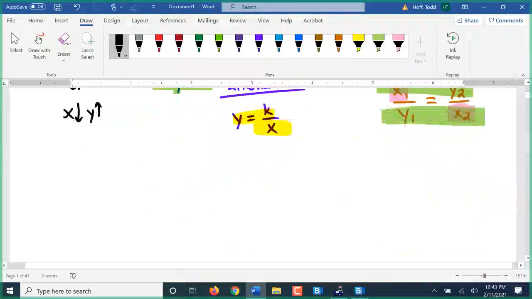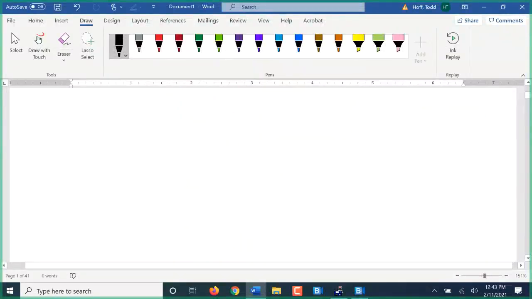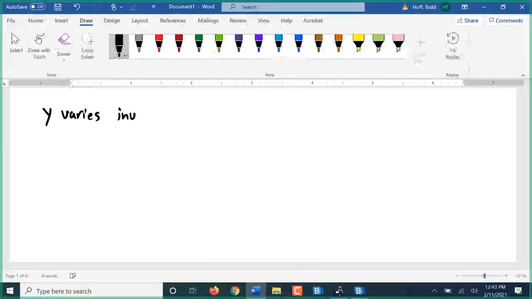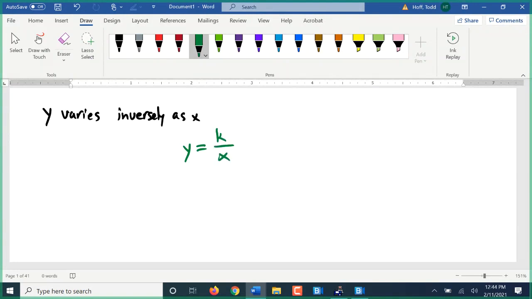Let me show you how we mean that. So we might look at y varies inversely as x. So that's saying now that y is not k times x, y is k divided by x. It's that inverse relationship, that inverse formula. I'd be told y varies inversely with x.